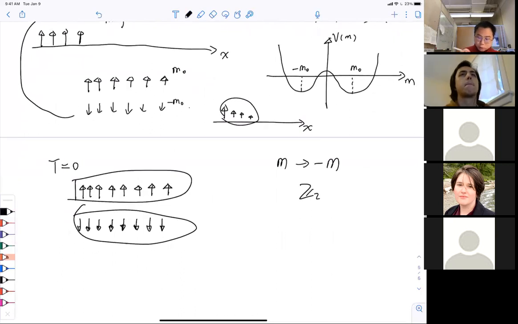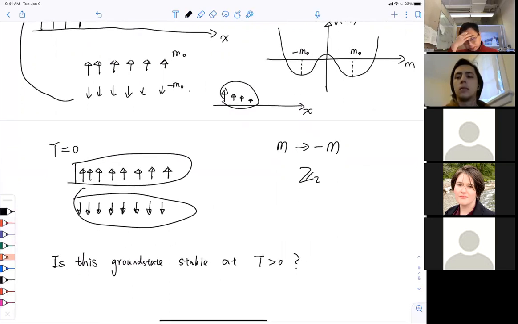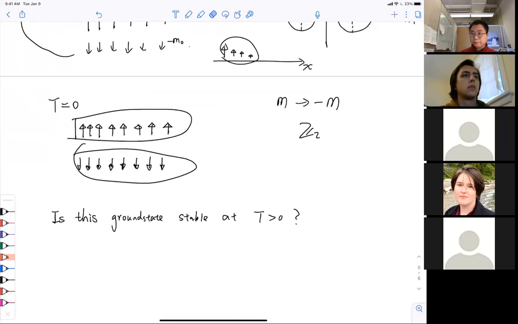Okay, so now the question we want to ask is: is this ground state stable at finite t? Let me tell you the conclusion first. The conclusion is those two ground states are always unstable at finite t. It actually tells us there's always no phase transition in one dimension, in spatial one dimension.